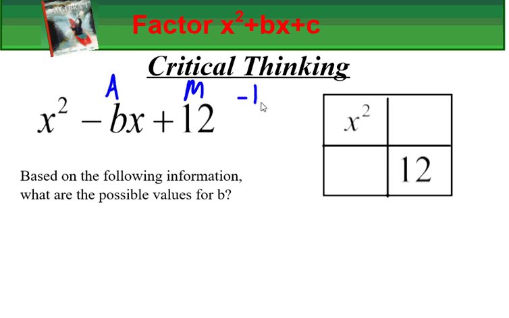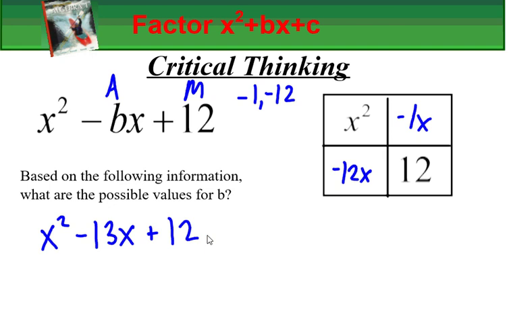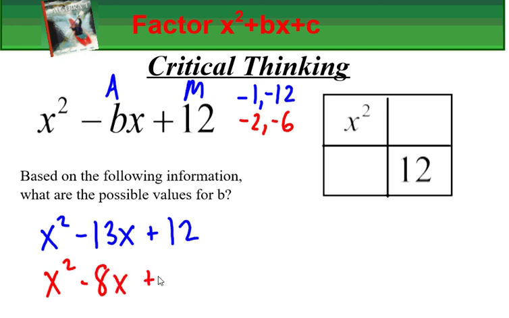Well, it could be negative 1 and negative 12. So it'd be minus 1x, minus 12x here. And that would then add up to be minus 13x's. So one possible value you could have is x squared minus 13x plus 12. So there's one possible situation. What's another one we could get? Well, we could have negative 2 and negative 6. In that case, that would add up to be negative 8x. You could have x squared minus 8x plus 12.